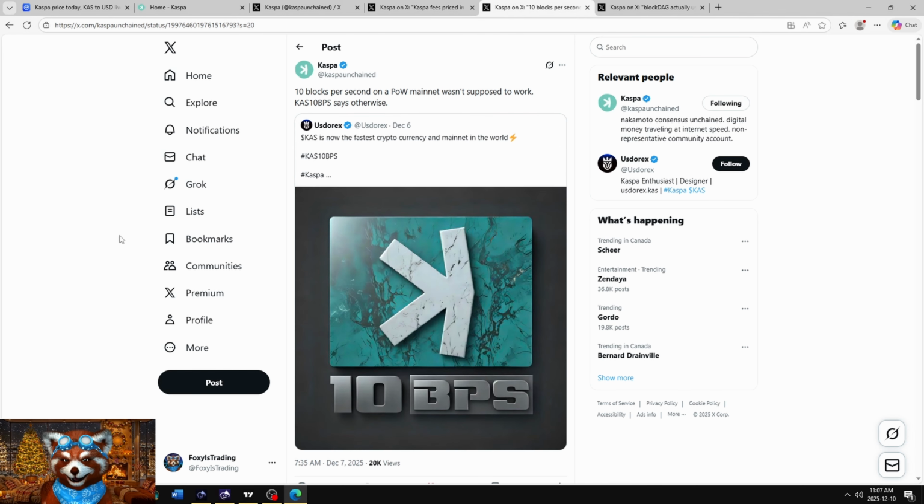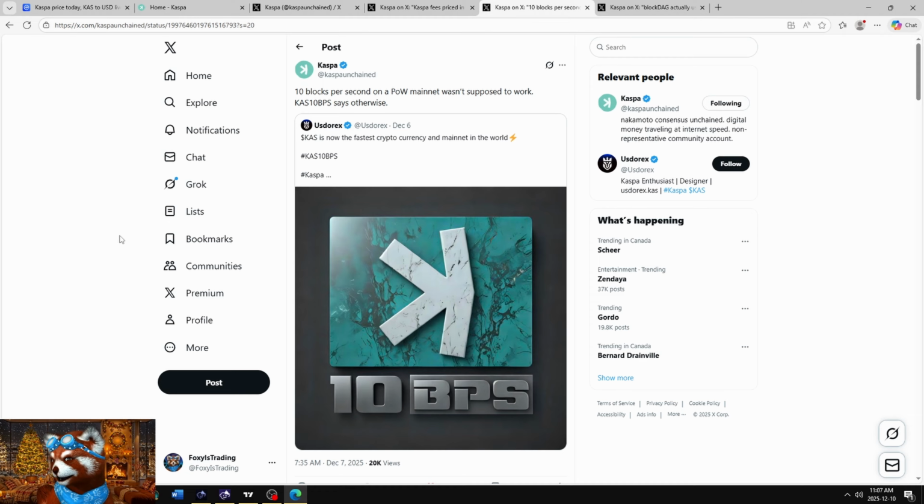Then we have the next thing that they talk about, which is 10 blocks per second on a POW mainnet wasn't supposed to work. Kaspa 10 blocks per second says otherwise. So in a traditional, by the way, POW is proof of work. In a traditional proof of work blockchain, let's just say Bitcoin, people believed that you couldn't safely produce too many blocks per second because the network would get unstable and it would cause security breaks and just crash.